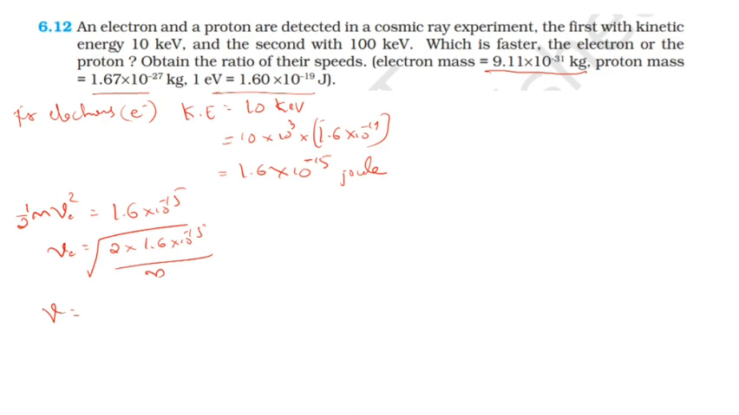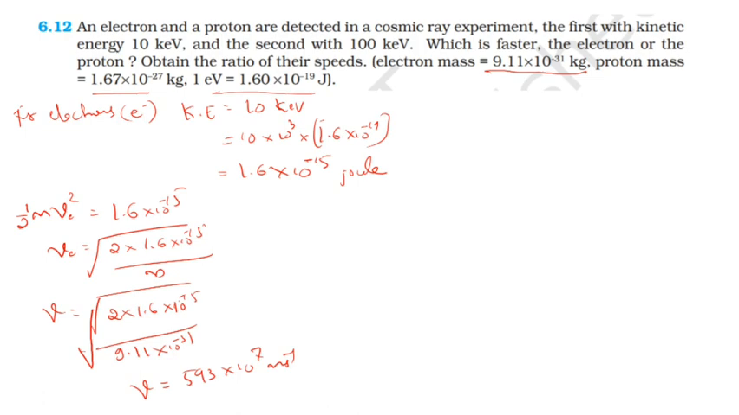Right. So then simplify the values. You can write 2 into 1.6 into 10 to the power minus 15 divided by 9.11 into 10 to the power minus 31, everything under the root, and if you simplify it, you will get the answer 5.93 into 10 to the power 7 meter per second. Okay, in the same way you can calculate the speed of the proton.